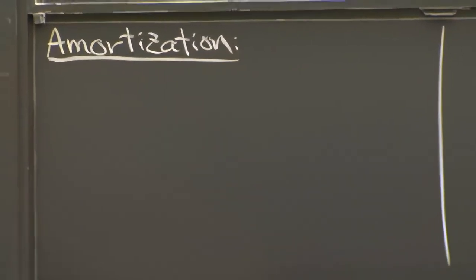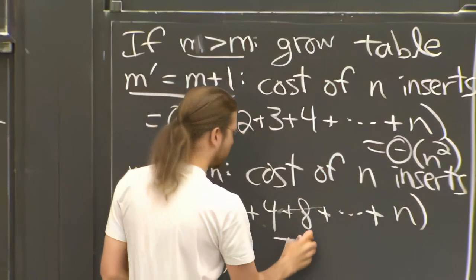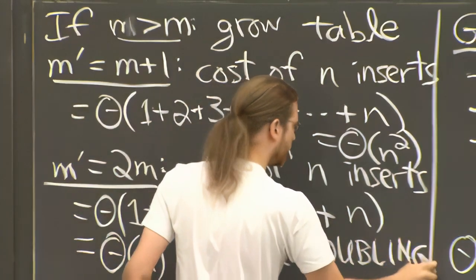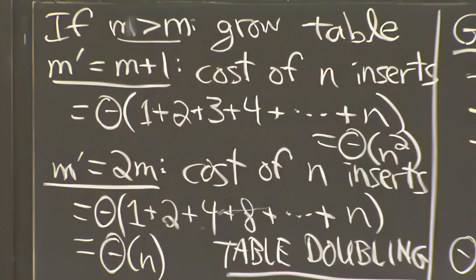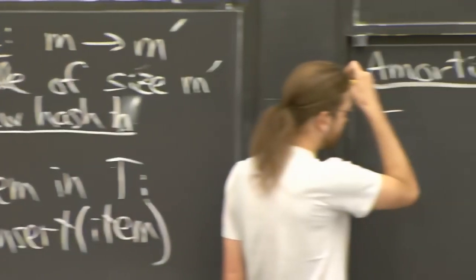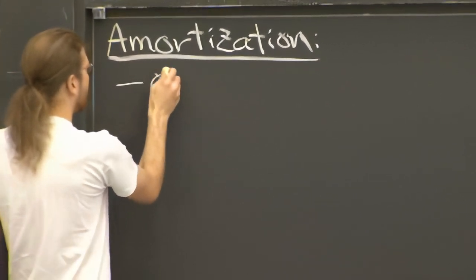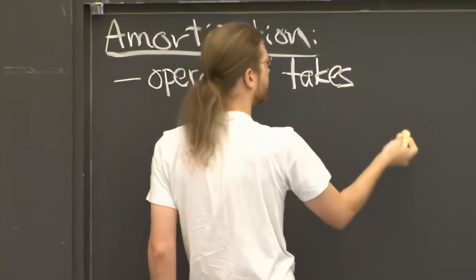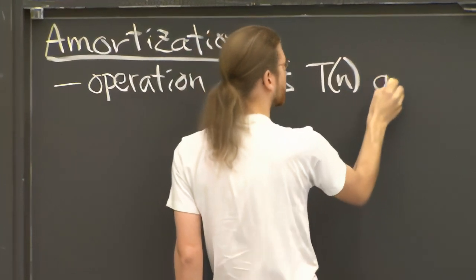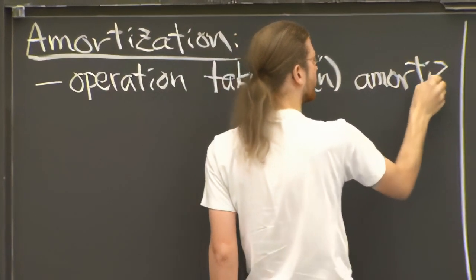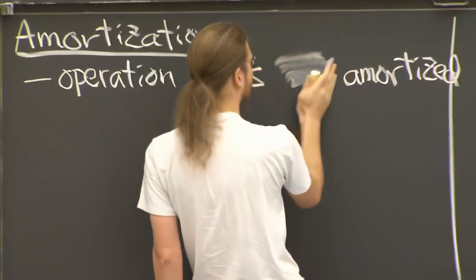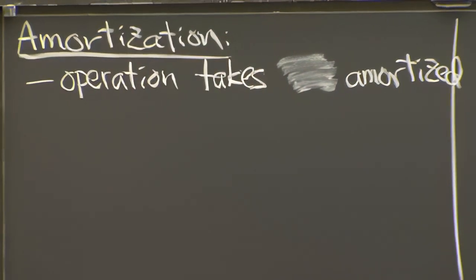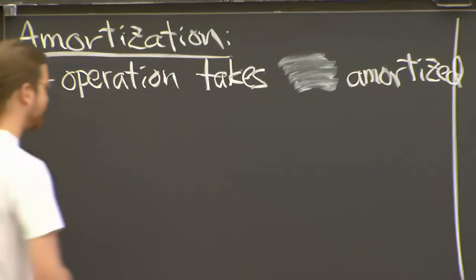Maybe I should write here. We call this table doubling. Okay, so the idea with amortization, let me give you a definition. Let's say, actually, I'm going to be a little bit vague here and just say I want T of n. Let me see what I say in my notes. Yeah, I'm going to say T of n.